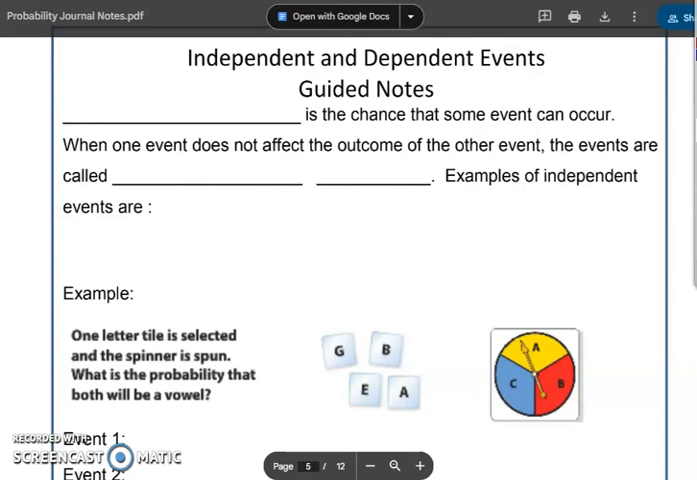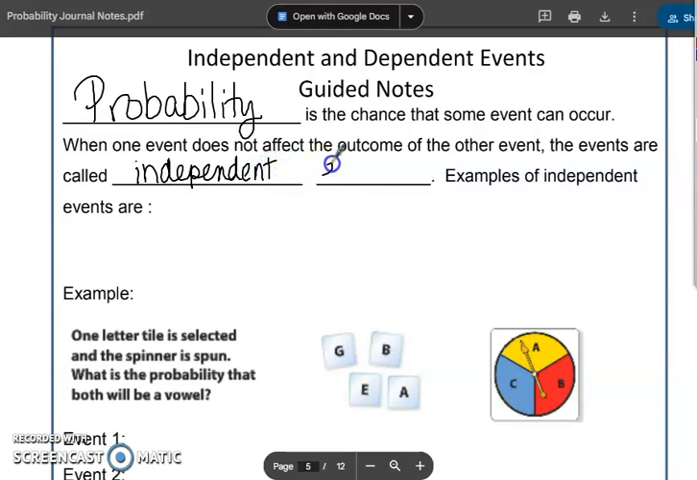So we know, hopefully, this first one, which is probability, is the chance that some event can occur. When one event does not affect the outcome of the other event, the events are called independent events. And I will explain that in just a second. Independent events. So what that means is when one thing does not affect the other.